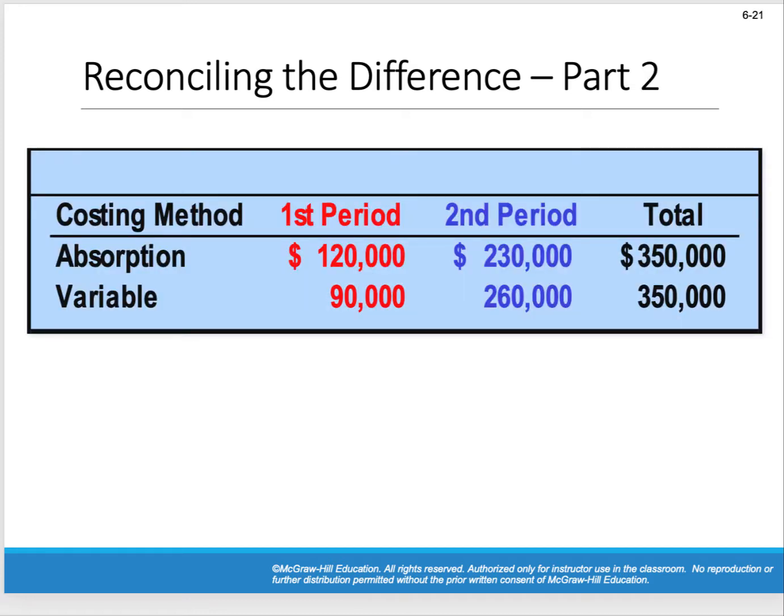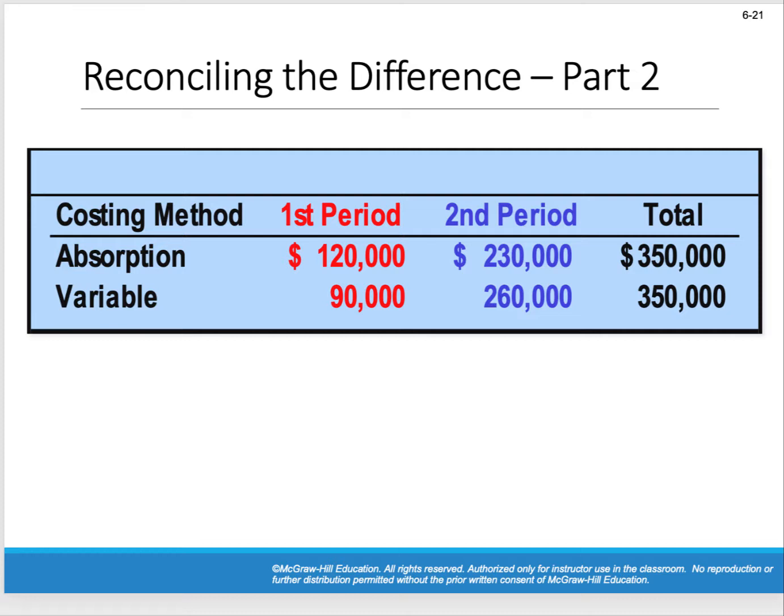So what we're seeing here is that from one period to the next, in total, our costs are equal, right? They're $350,000. But notice the costing method that we use compared to the first period and the second period. First period, the absorption costing was higher, right? It was higher because we deferred some of that fixed manufacturing overhead. Under variable costing in the first period, we expensed the whole thing, $150,000.